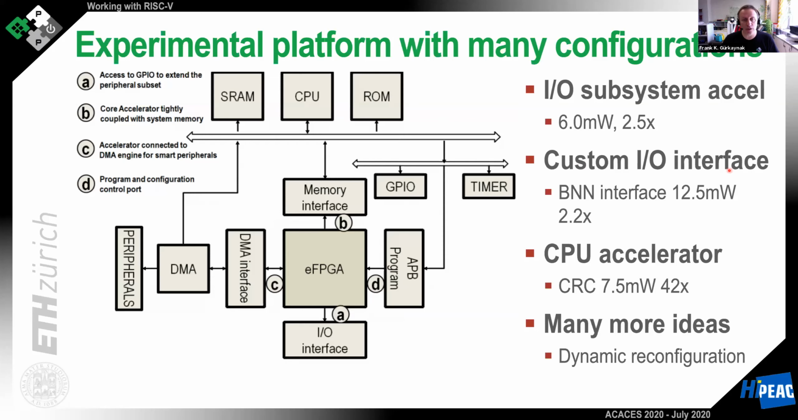It can be a custom IO interface. So when you have a new system, a new chip that you need to interface, and you realize it is not fitting your existing SPIs, I2Cs, whatever, in this case, instead of using the processor as bit banging over the GPIOs, we had 12.5 milliwatt in total. That's a 2.2x improvement. And we can obviously also use it as an accelerator working on the shared memory. There we could get, for a CRC application, for example, 42x of improvement.